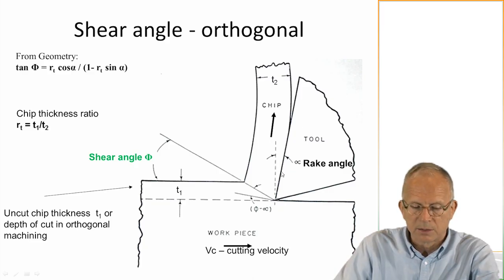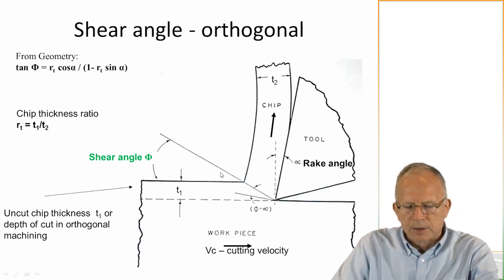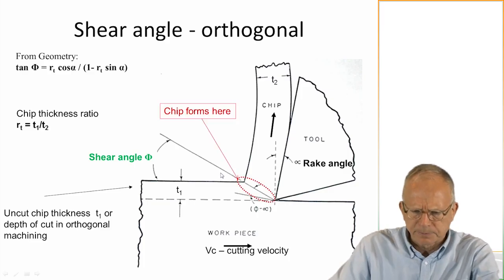This was a plane in the previous diagram, is now a line. The relief angle is over here, we're not going to be using that. But the chip forms here on the shear plane. Now, it's obviously a zone.